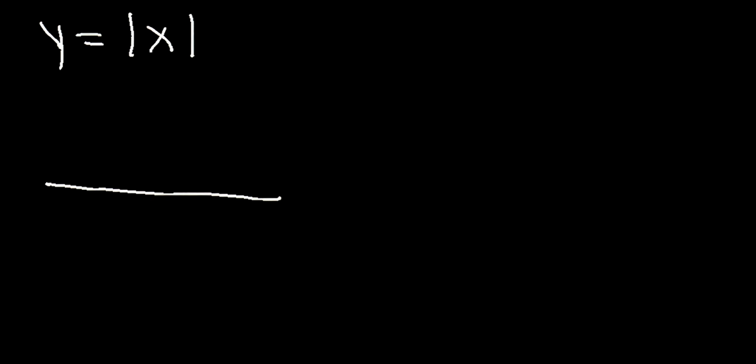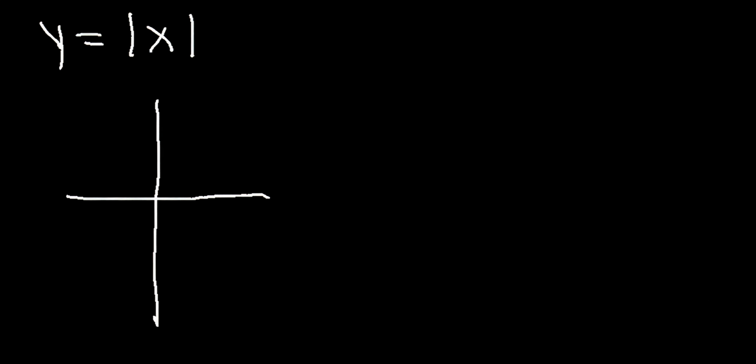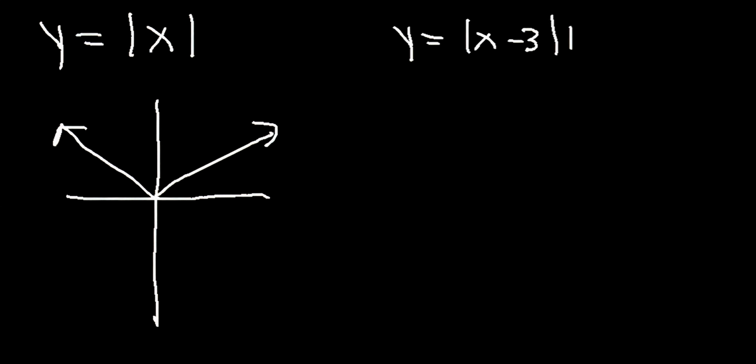Now let's move on to absolute value functions. The absolute value of x looks like this. It's a V shape. And it has a slope of 1. So let's say we want to graph the absolute value of x minus 3, plus 4.